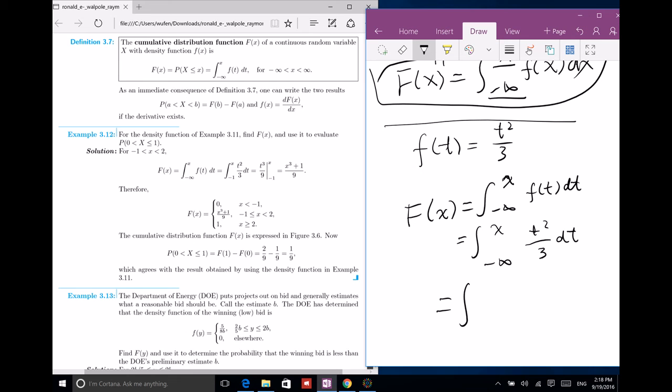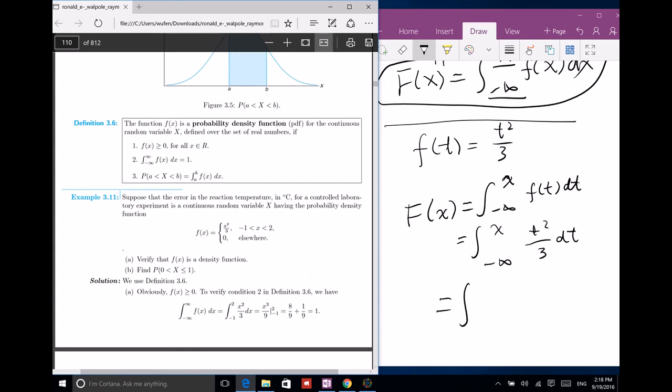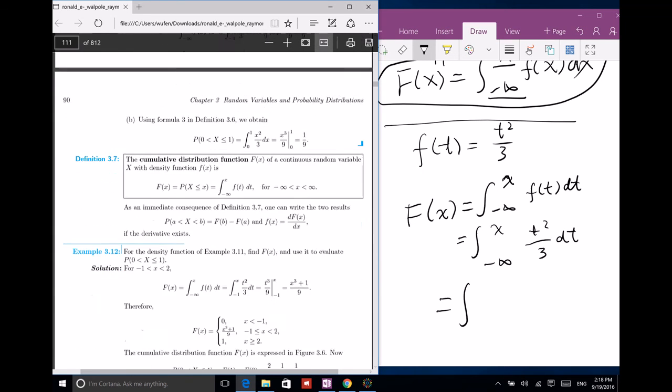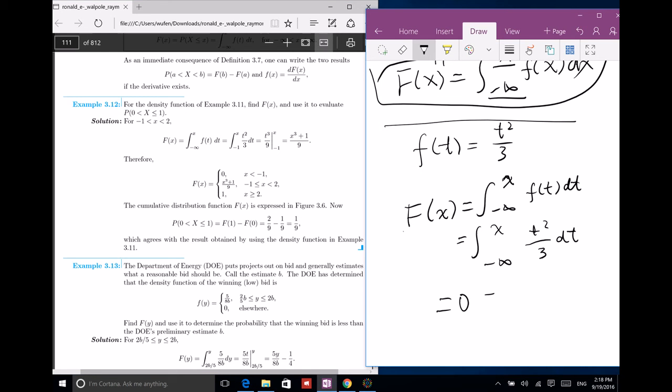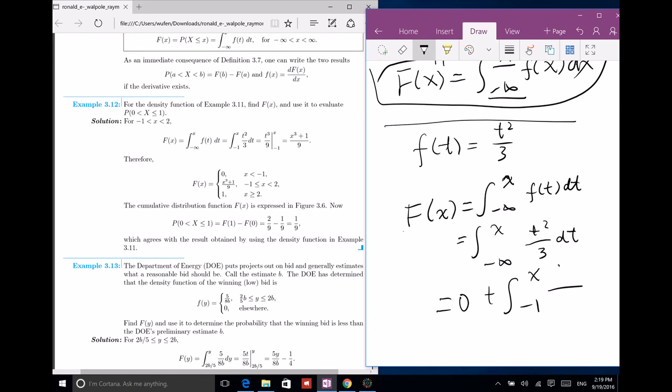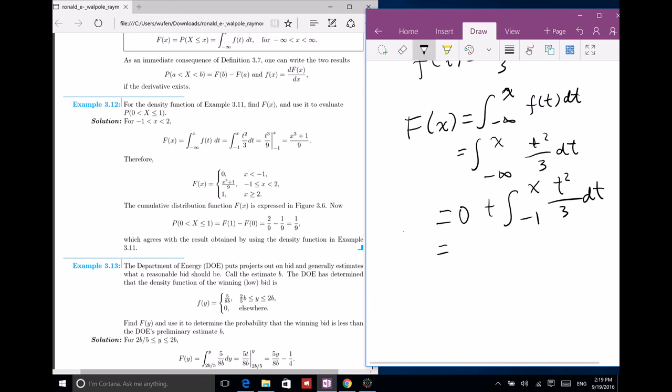because it told you that it's from -1 to 2, and before -1 it's always elsewhere, 0. So it's 0 plus the integral from -1 to x of t squared over 3 dt, because from -infinity to -1 elsewhere is 0. Okay, so the whole thing is going to be t cubed over 9. Plug in -1 to x, so the whole thing is going to be x cubed over 9 plus 1 over 9. That is your cumulative function.